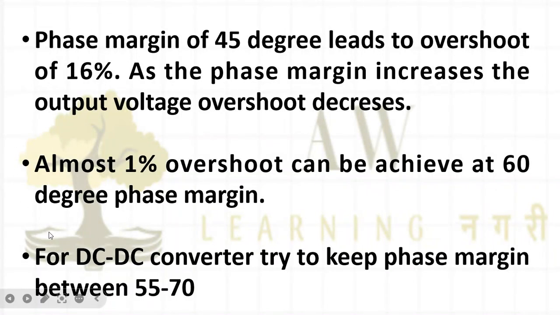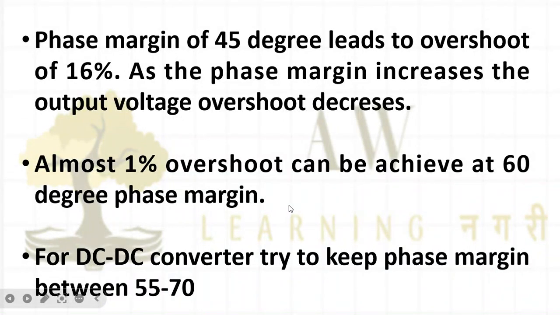have discussed in the previous video. So phase margin of 45 degree leads to the overshoot of 16%. As the phase margin increases, the output voltage overshoot also decreases. Almost 1% overshoot can be achieved at 60 degree phase margin. And what are my desired phase margin? We should keep the phase margin between 55 degree to 70 degree.